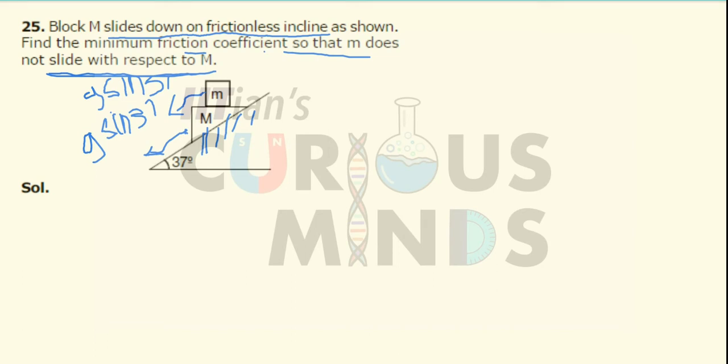So let us mark out the forces on small m. There will be normal force due to the contact in the vertically upward direction. There will be mg in the downward direction. There will be friction force. Now if there is no friction force, the small m will slide towards the left, so the friction force should act in this direction. The resultant force acts in this direction.